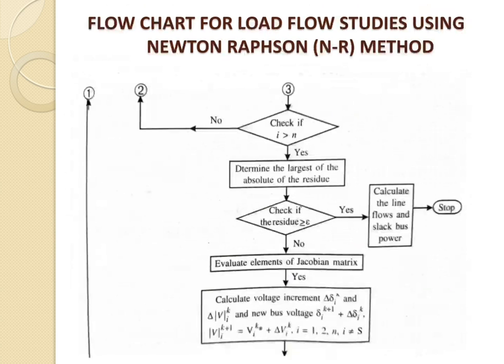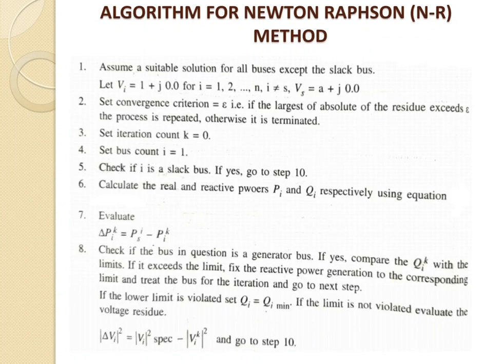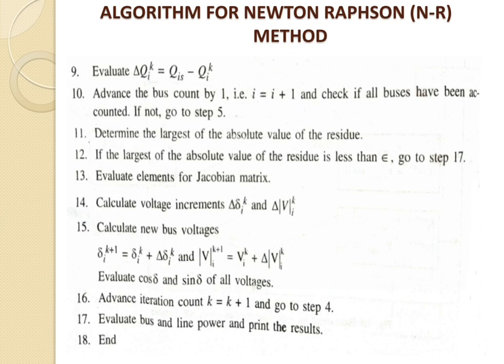So we will go for the figure. If the conditions are true, then it can check the condition, that is Qi less than Qi minimum. Or if it is no, then it goes to the next step, that is evaluate delta Qi, that is equal to Qis minus Qik. Now we will go for the next step, that is step number 9. Evaluate delta Qik, that is equal to Qis minus Qik, as we have already discussed here. If the conditions are wrong, then it goes to that step.